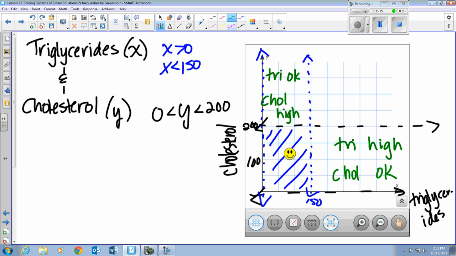Now, there's one other part of the graph. That top right corner. What's going on here? This is a sad, sad day, right? Your tris are high, your cholesterol is high. You are never going to eat any of the foods you like again. Ever. Chicken fried steak is not happening in your world ever again.